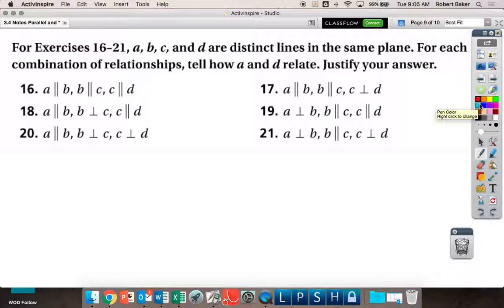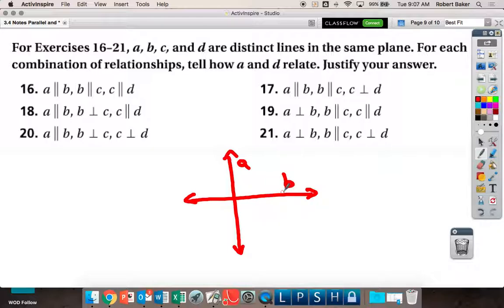A is perpendicular to B. Which way do you want A to go? He gestures this way. Okay? It says A and B are perpendicular. Which way does B go? Perpendicular. So B goes this way. B and C are parallel. Which way does C go? This way. C and D are parallel. Which way does D go? Same way.